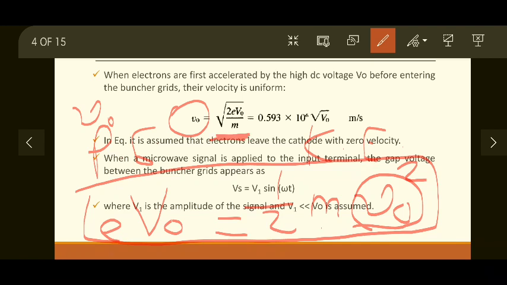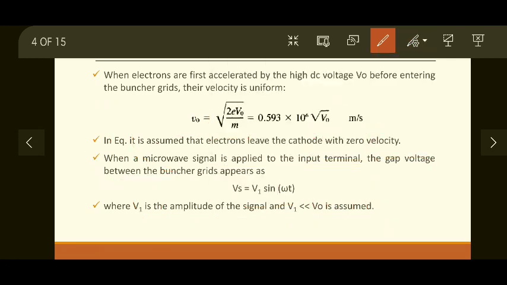Here m is the mass of the electron, E is the electron charge, capital V0 is the applied DC voltage, and small v0, in the Greek letter, is the velocity of the electron after being emitted from the cathode without change in its original velocity. So it is assumed that electrons leave the cathode with zero velocity. So this is V0.